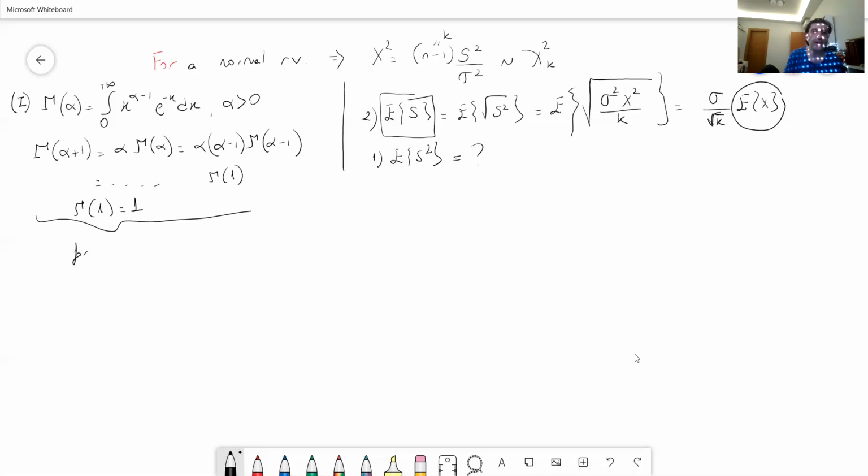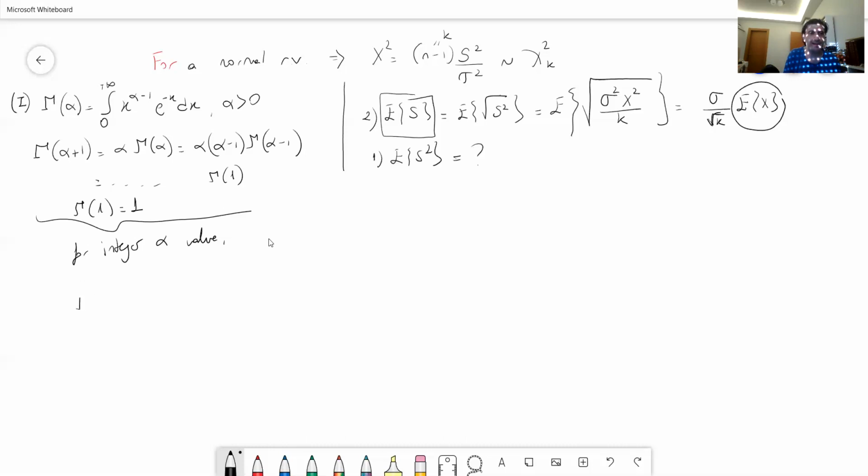Actually, for discrete or for integer alpha values, this gamma function is actually a representation of the factorial. So what we call factorial, actually, we can represent using the gamma function.